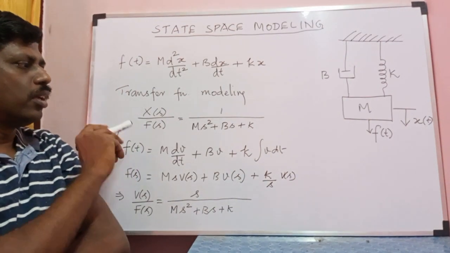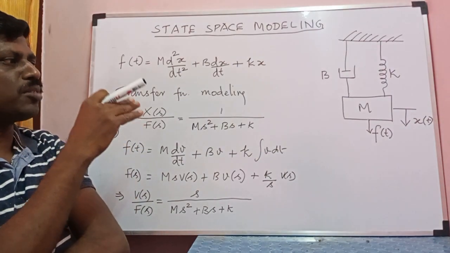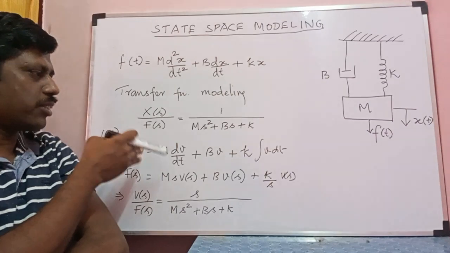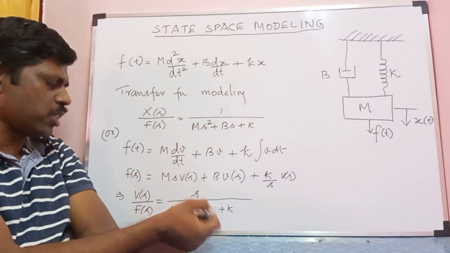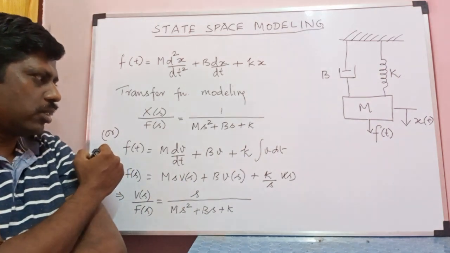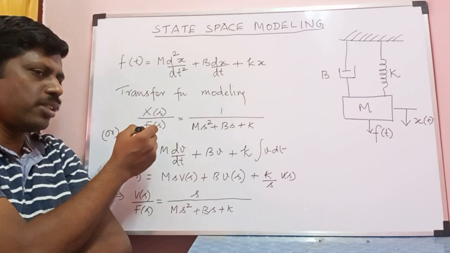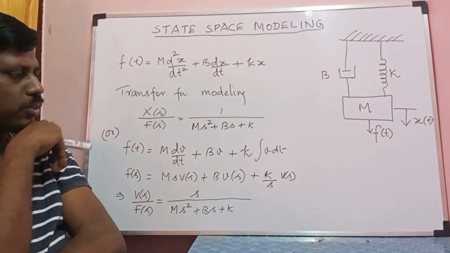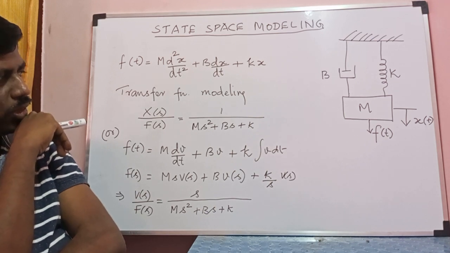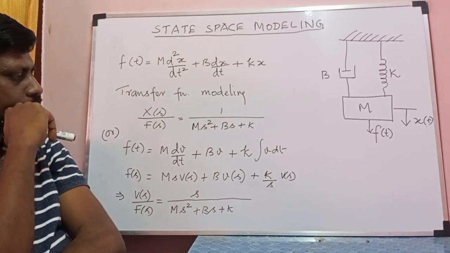Okay, so for a single input or multiple inputs, if I am interested in multiple outputs, in this case, the displacement x of t as well as the velocity, I cannot bring both these outputs into a single transfer function model. Okay, so this is the major drawback with the transfer function model.